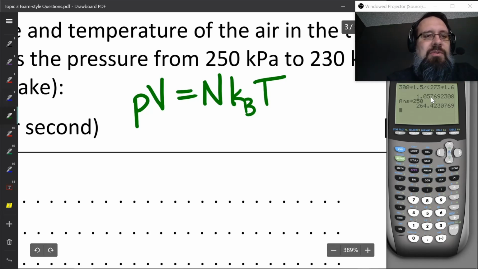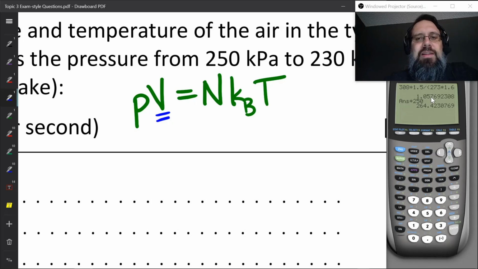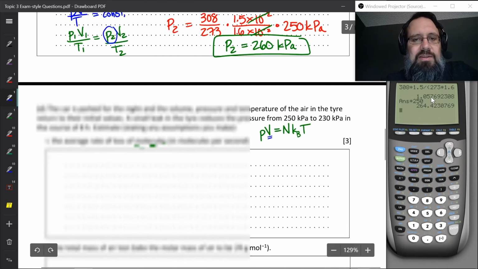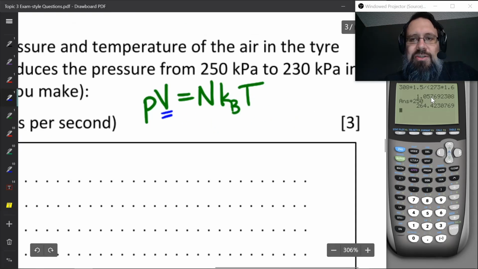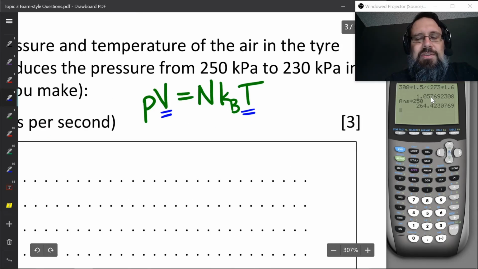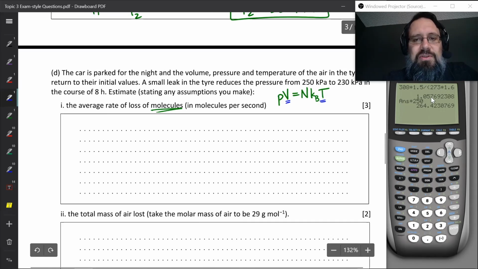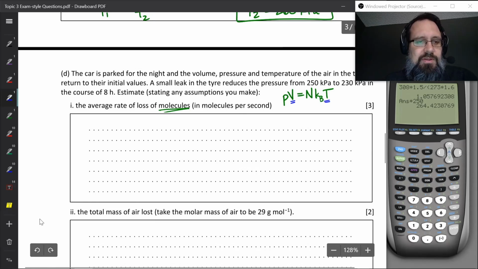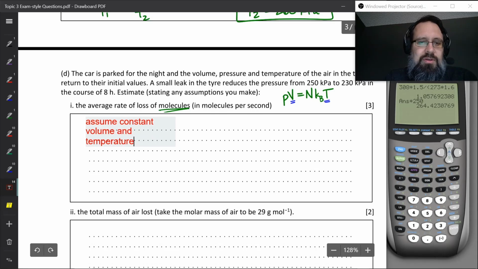So what are the assumptions we're going to make? We're going to assume that the tire doesn't change in volume. We're going to assume that the temperature stays constant as well. There's no change in temperature. So those are our assumptions. So we'll state those assumptions to begin with. So we'll say assume constant volume and temperature.